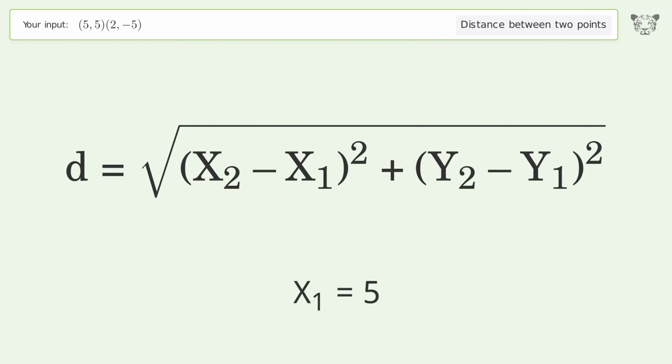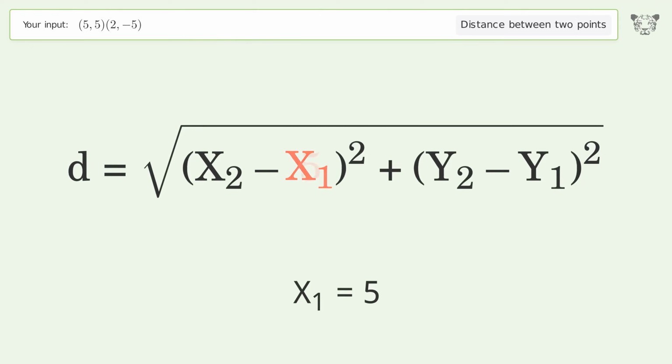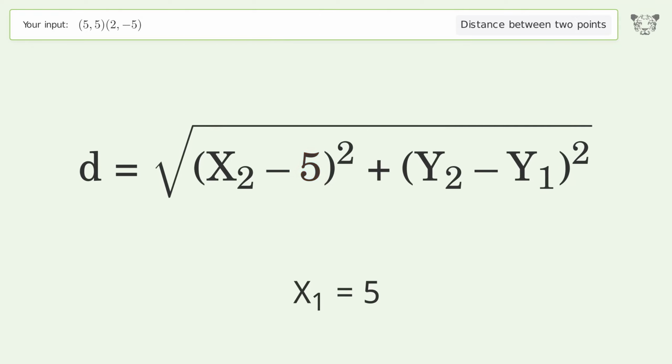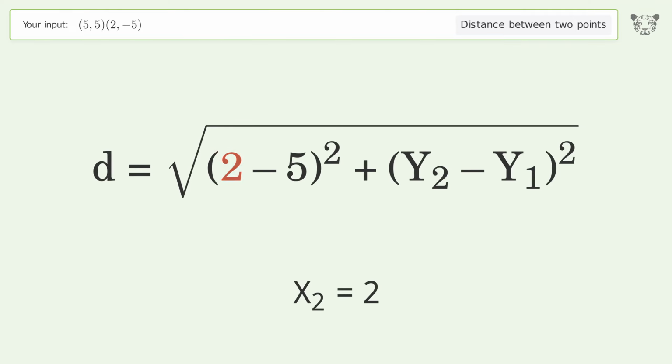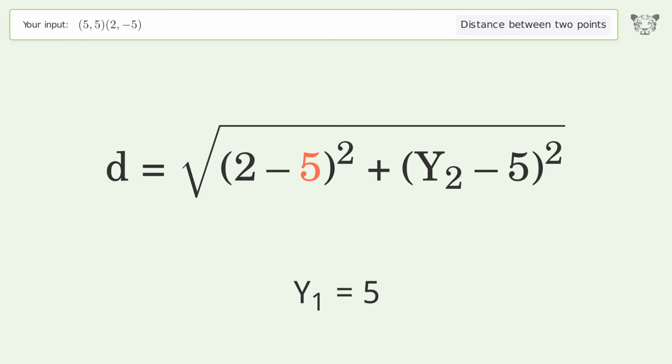x1 equals 5. x2 equals 2. y1 equals 5. y2 equals -5.